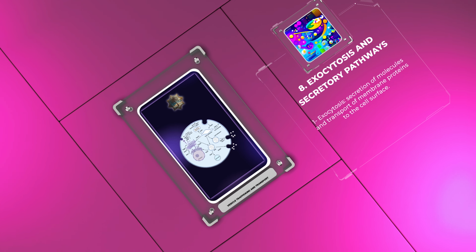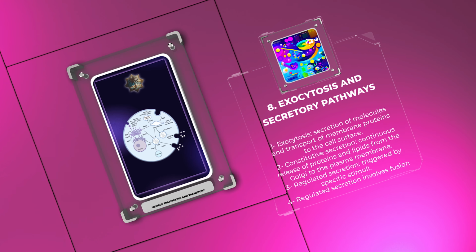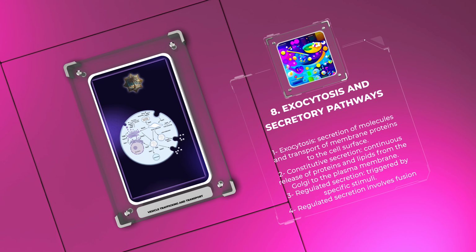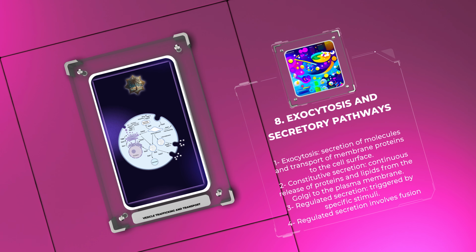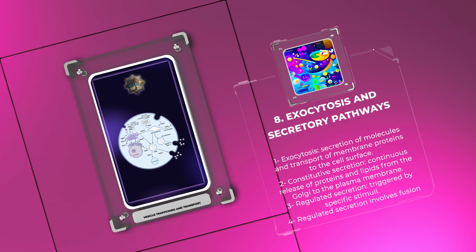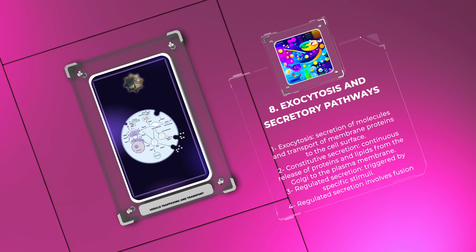Exocytosis is a critical cellular process that involves the secretion of molecules and transport of membrane proteins to the cell surface. It is essential for various physiological functions like neurotransmitter release, hormone secretion, and immune responses. Exocytosis occurs through 2 pathways: constitutive secretion and regulated secretion.